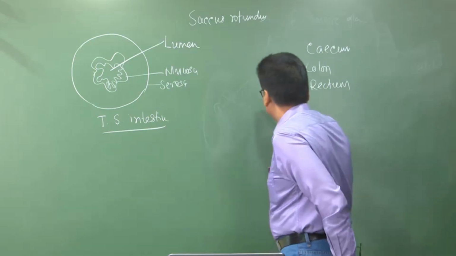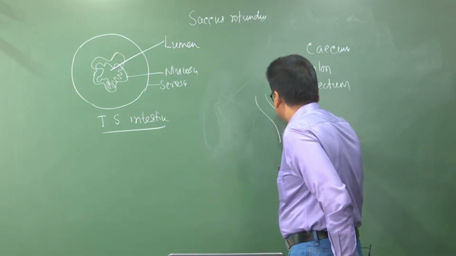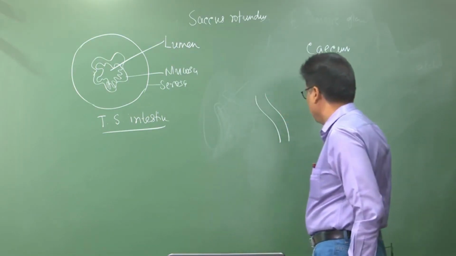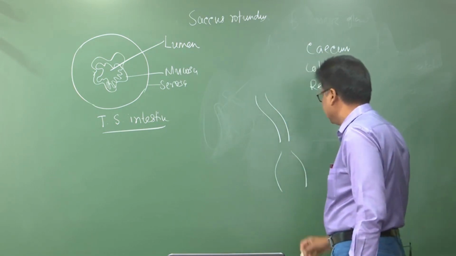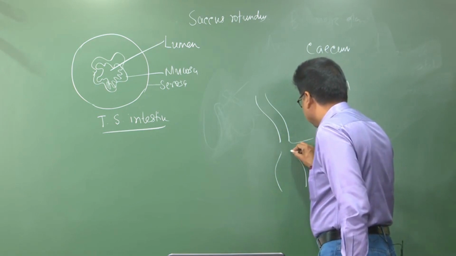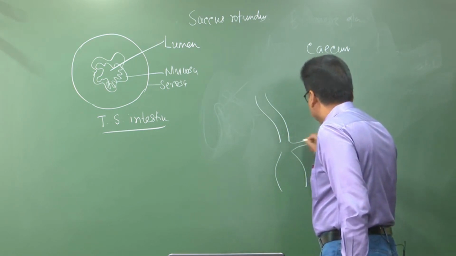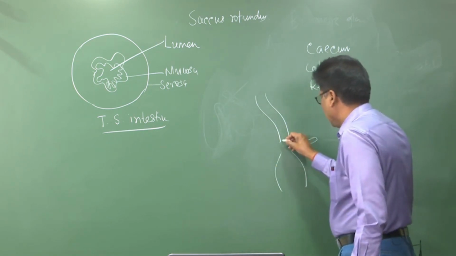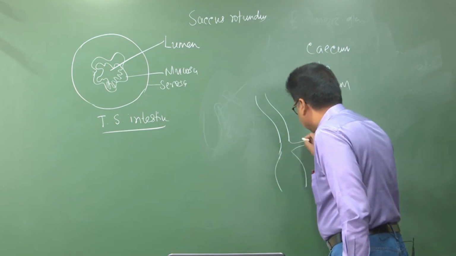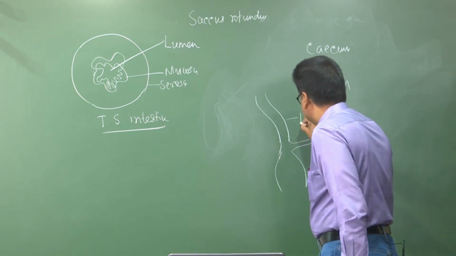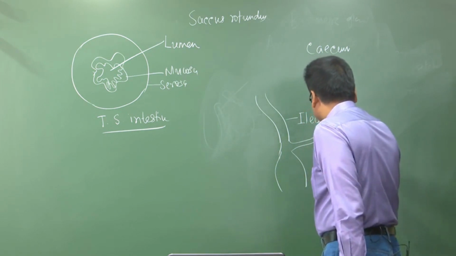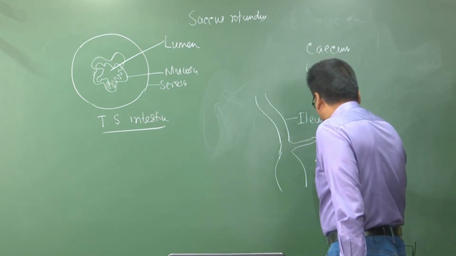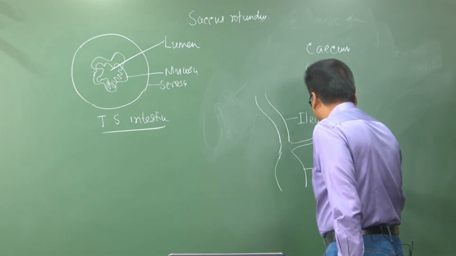You see, for example, this is the small intestine, the last part, the ileum, and this is the starting point of the large intestine. So this is the cecum. This is the small intestine, or the ileum, and now this is the cecum, and now the colon starts from this point. So this is the colon.